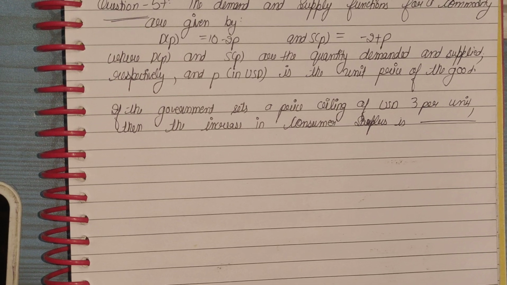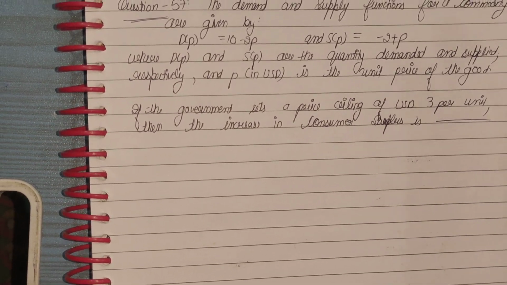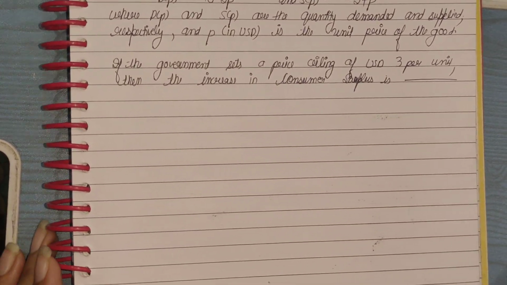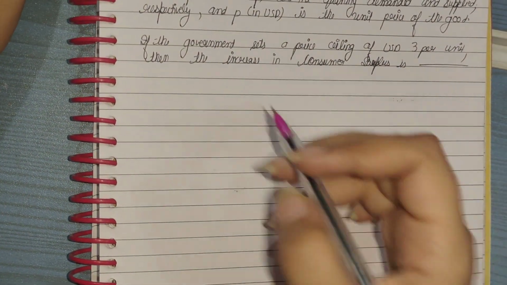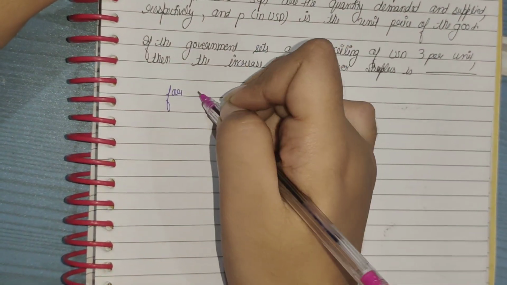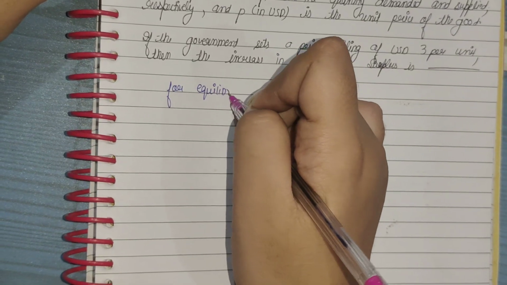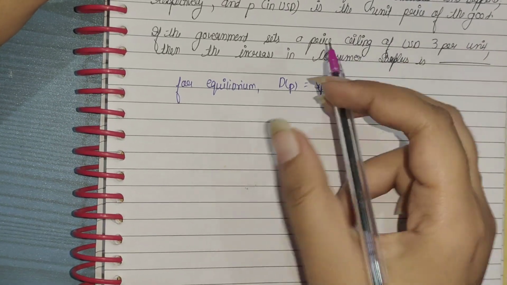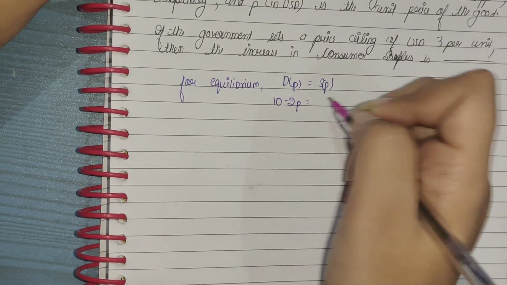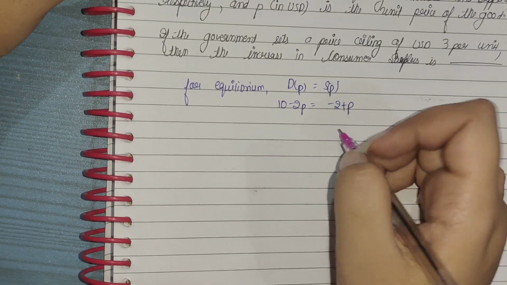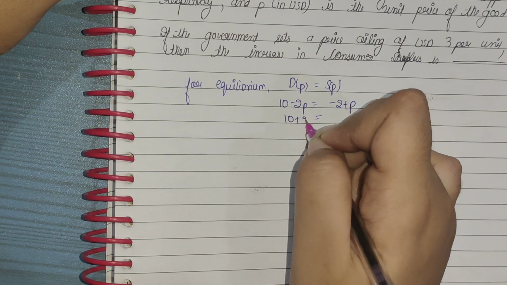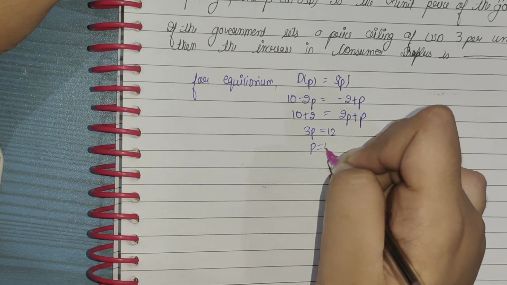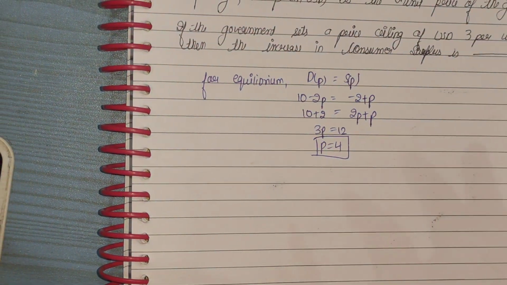So for the increase, we have to find the prior consumer surplus, then only we can find how much it increased. So for the prior we need to find the equilibrium. For equilibrium, we are equating demand equals to supply, which implies that 10 minus 2p equals to minus 2 plus p, which is 10 plus 2 equals to 2p plus p. So 3p equals to 12 or p equals to 4. So at equilibrium price is 4.